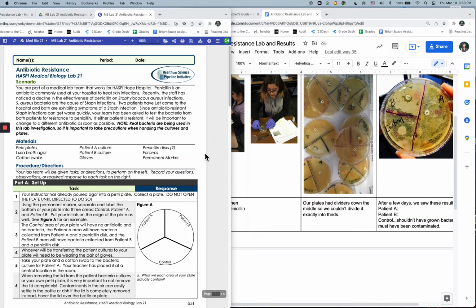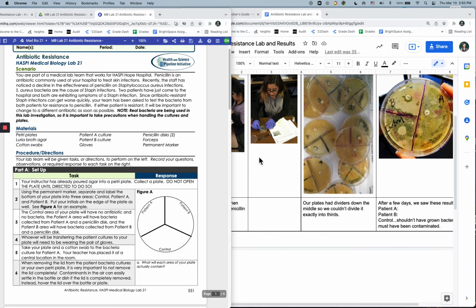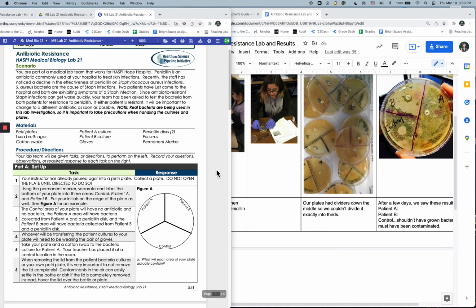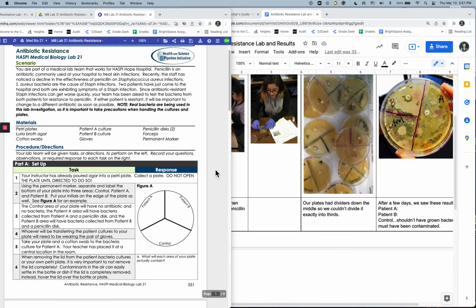I'm going to explain this lab called Antibiotic Resistance. And unfortunately, we won't be able to do this lab at home, but it's a pretty straightforward lab. If you read it carefully, you should be able to see, based on some of the pictures of results that we've had in class, what this lab is trying to show.